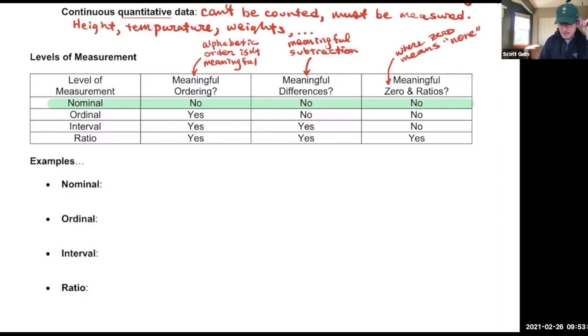So how about names? By the way, nominal, the root is nom, just like nombre, which is name. If I was to say names, like your list of names, you can put those in alphabetic ordering, but it's not meaningful. So you can't meaningfully order names. You can't subtract names. And there's no 0 names, so names are nominal. Okay, does that make sense? And of course, nominal means names. Okay.